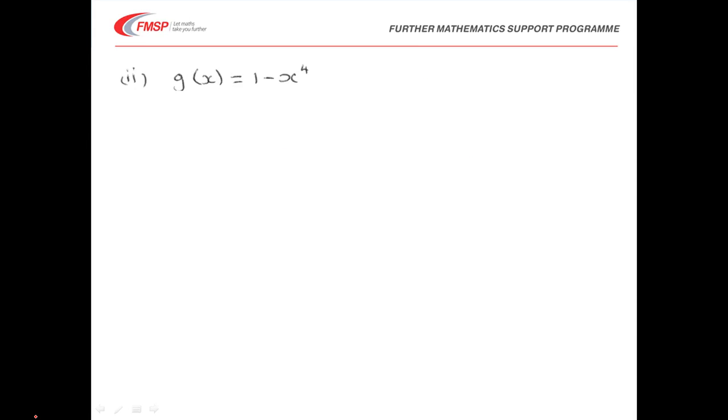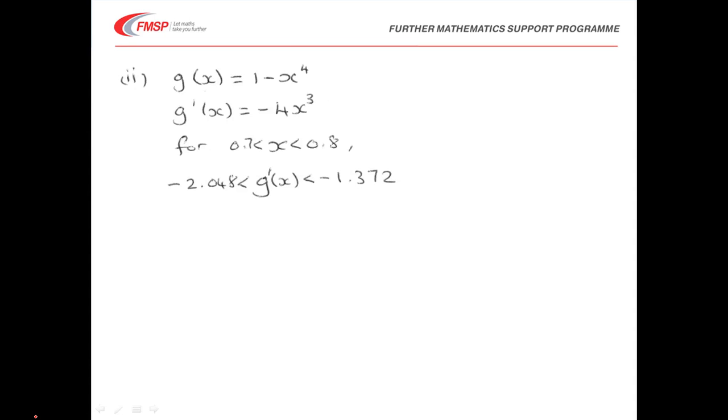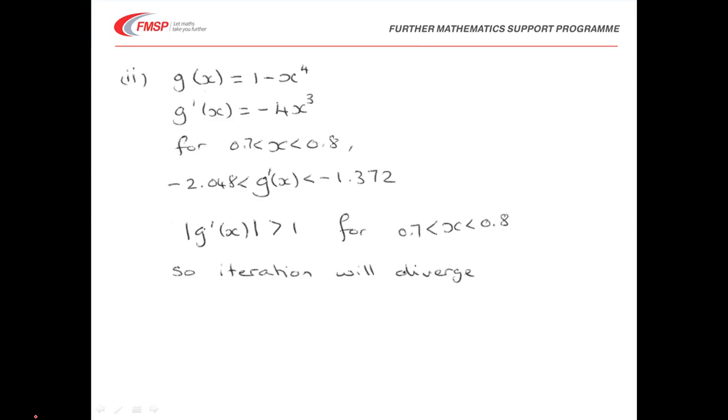So there's my function. If I differentiate it, I get that. Now we're looking at x values between 0.7 and 0.8, so let's work out that differential between 0.7 and 0.8. It's between negative 0.2 roughly and negative 1.4. So in other words, it's always negative and it's always of a size that is greater than 1. So the size of the derivative is greater than 1. And if the size of the derivative is greater than 1, the iteration will diverge.